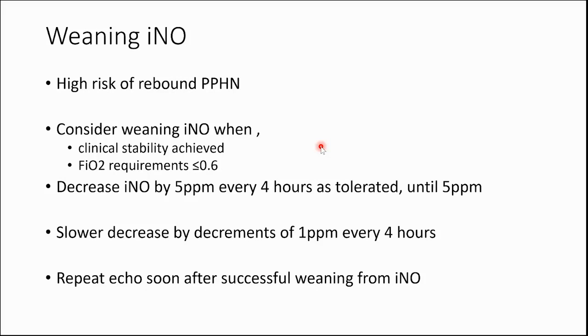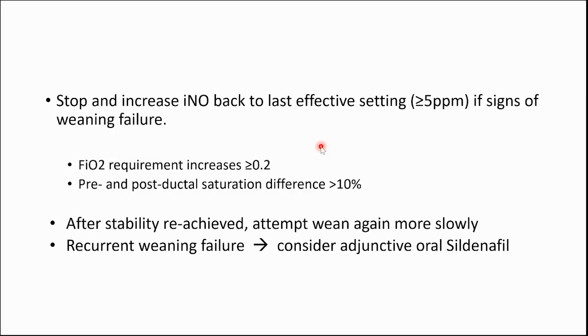So that's very slow. And it's always better to get a repeat echo assessment soon after successful weaning from nitric oxide to make sure that the pulmonary pressures remain low, right? Sometimes when we come down in the nitric oxide, all of a sudden there is an increase in the oxygen requirement, or there is widening of the pre and post ductus saturation difference. That means there's a failure of weaning. All you have to do is go back to the previous nitric oxide level and maintain that for some time. And then again, when the baby is stable, you can try and come down.